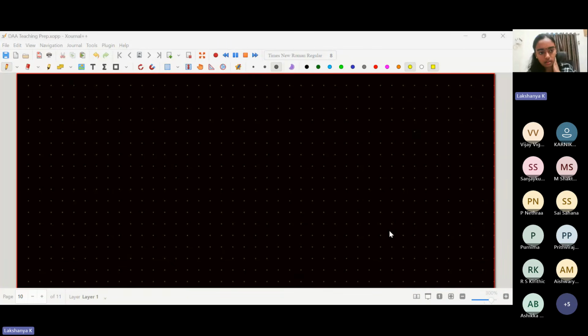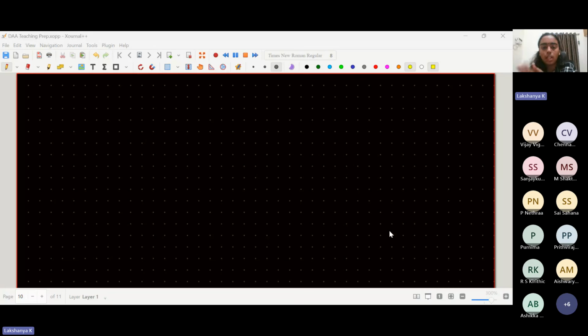Someone called me. Akka, you said subset sum is at least as hard as knapsack. Isn't knapsack at least as hard as subset sum? Yeah, you can prove the other way also. Both are reducible to each other. Both are in NP complete. So this is reducible to that, and that is reducible to this. Okay.